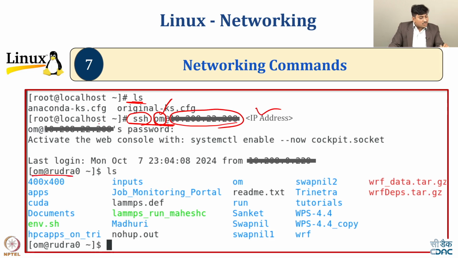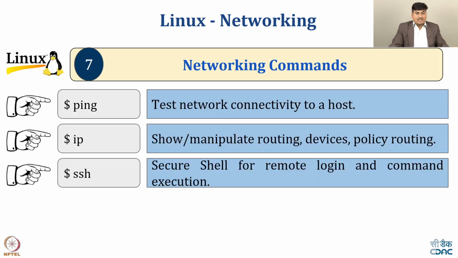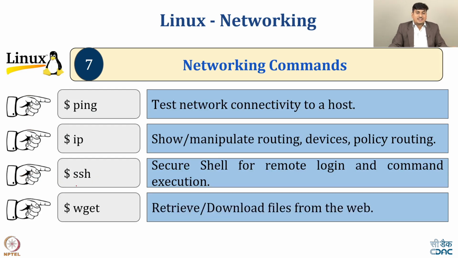So initially I was on my local system, now I have connected to the server system, which has different content. Initially on the local system I had different content, and when I logged into this system I have different content. So in that scenario I can connect to different servers by using the utility called SSH, right.